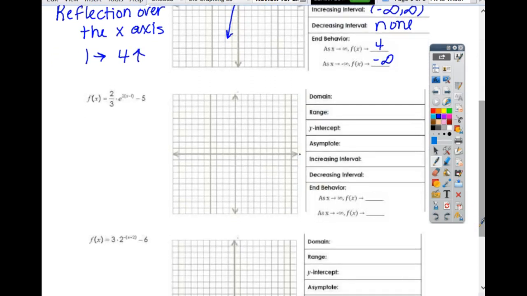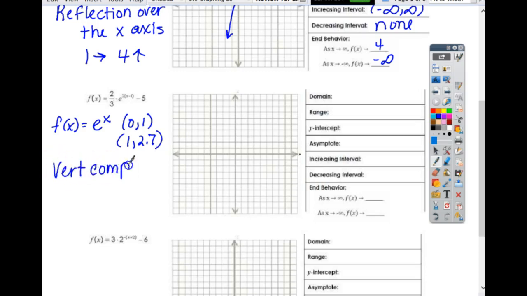Okay, for the second one, the base is e to the x. So the points are 0, 1, and 1, 2.7. I'm going to get a vertical compression of 2/3. So that's times y. I'm going to have a horizontal compression of 1/2, which is times x.